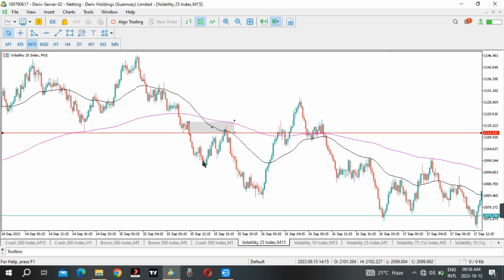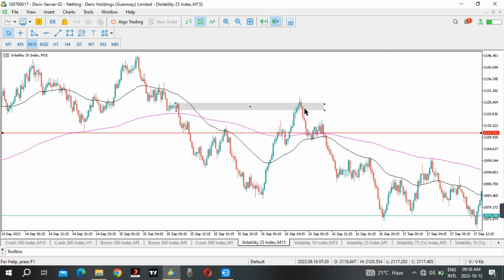And the pullback, if you can see it, is going up, then down, up. So it's in a consolidating manner. It's not just going straight up like this. And then this here is also a pullback. It's also an order block somewhere over here.